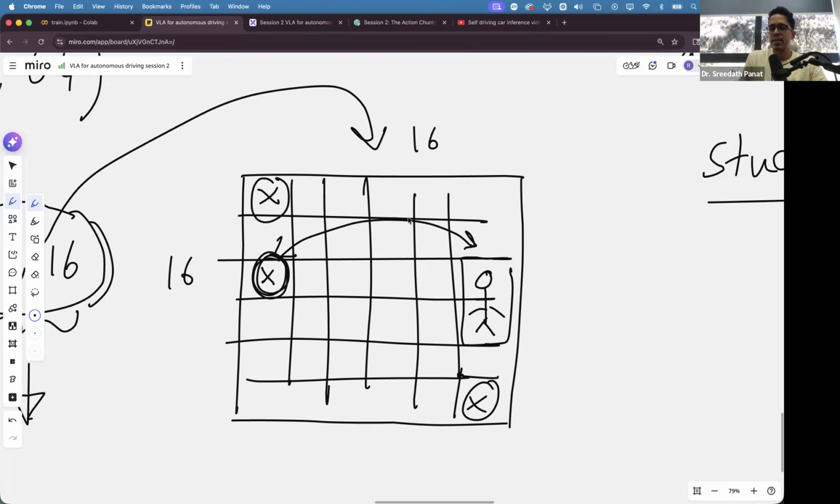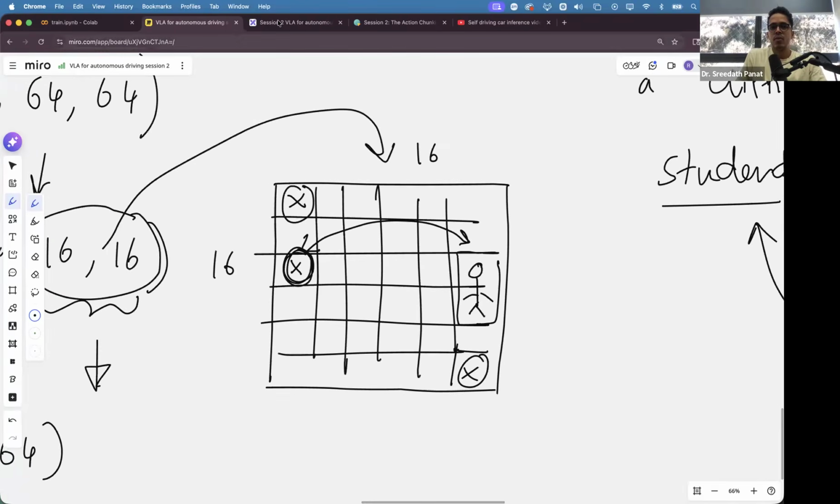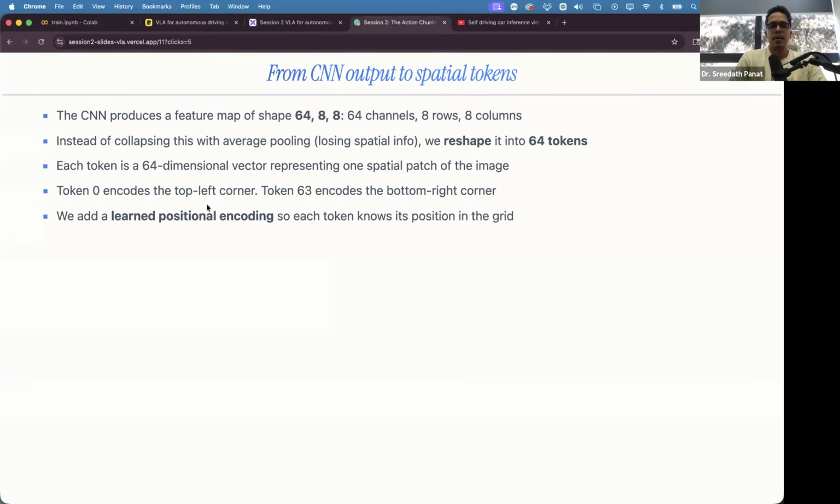So you need some sort of tokenization followed by self-attention. So what we are doing here is, instead of collapsing 64, 8, 8 or something like that into 64, 1, so instead of collapsing the 8 rows and 8 columns into one single number, because 8 by 8 is 64, we will convert those 8 by 8 into 64 visual tokens. So now we have 64 tokens, each of dimension 64. So 64 dimensional tokens, and we have 64 such tokens. And I'll just show you one picture.